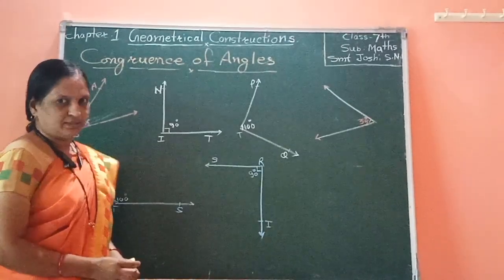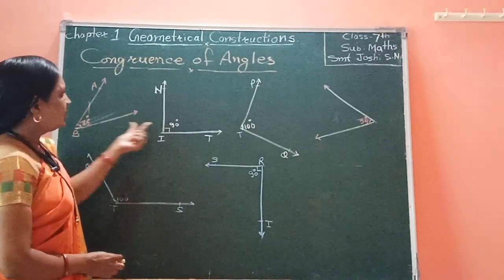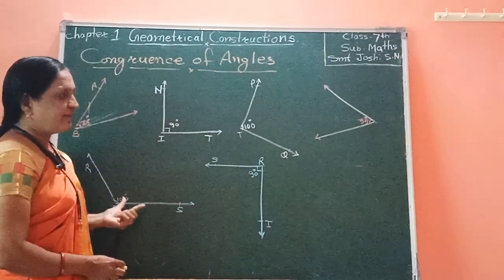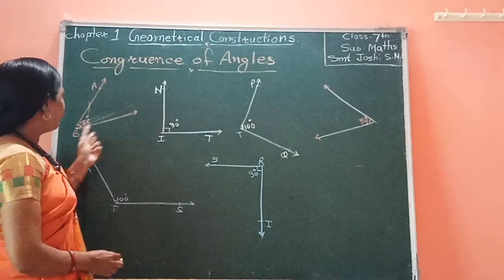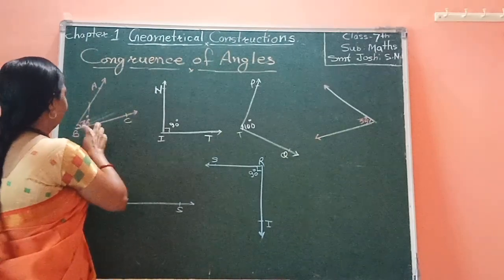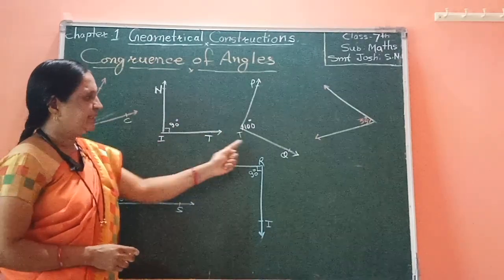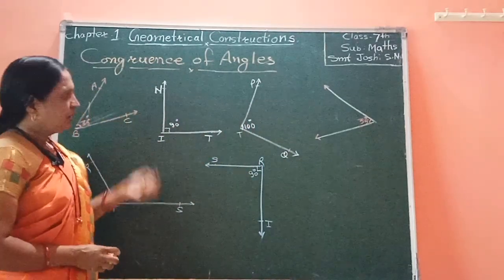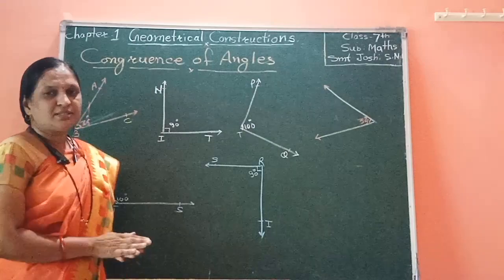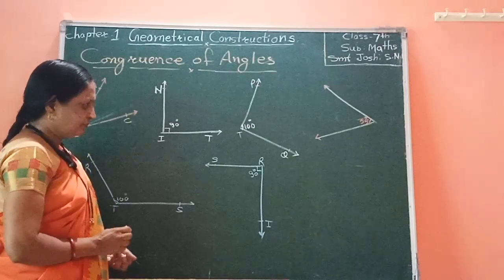Congruence of angles. See students, there are some figures of angles. Angle ABC measure is 35 degree, angle NIT 90 degree, angle PTQ 100 degree. Congruence of angles means कोनाची एकरूपता.